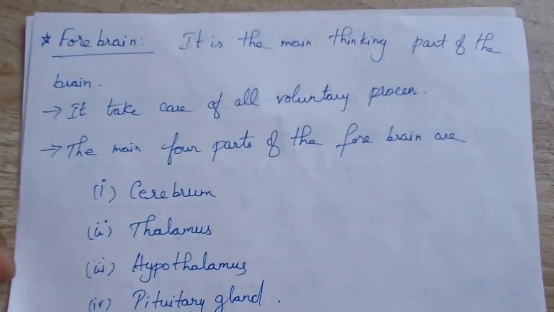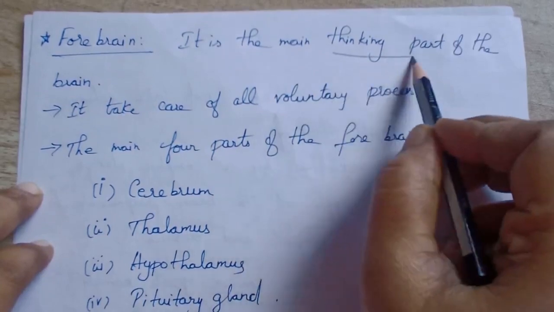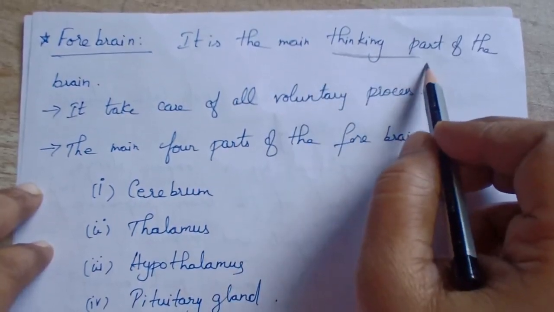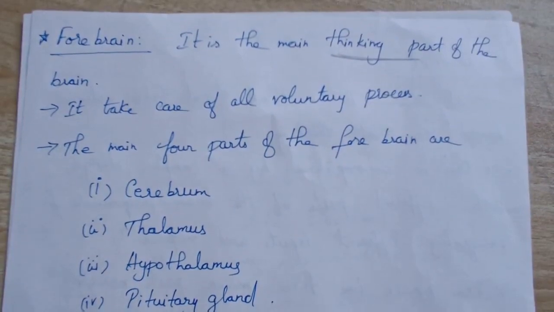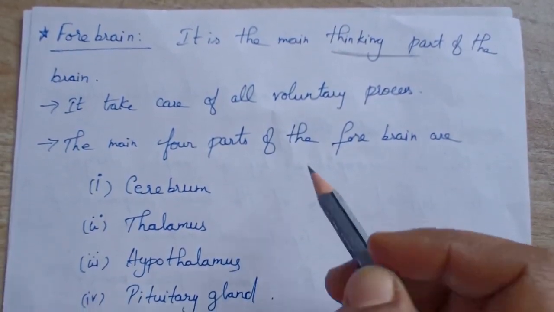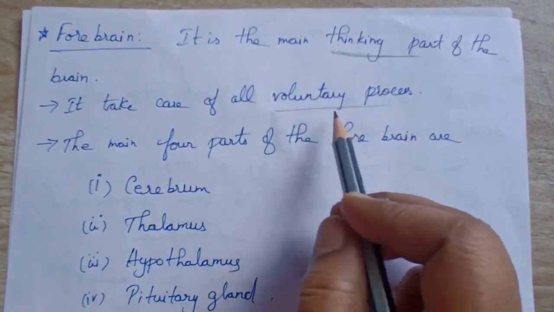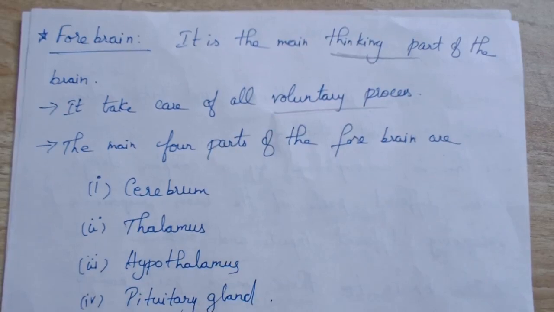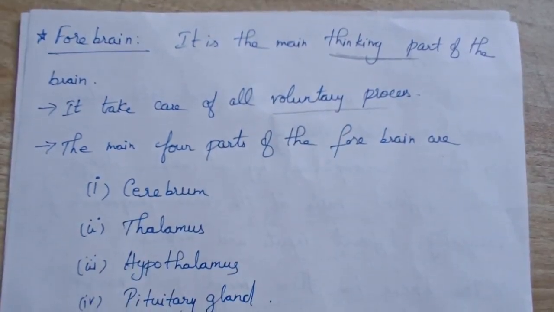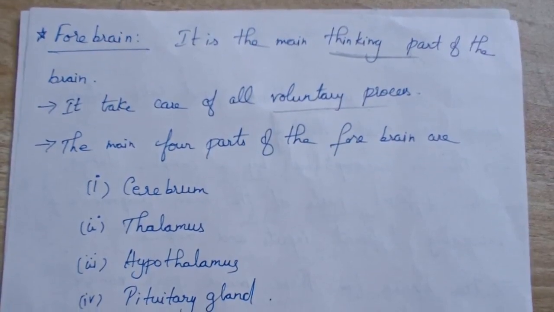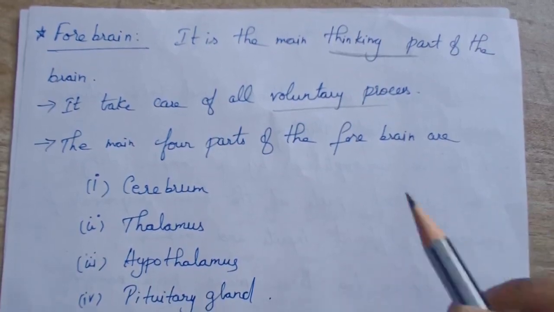Forebrain: what is the main purpose of the forebrain? The main purpose of the forebrain is thinking. It plays an important role in the thinking part. Thinking is definitely a voluntary process, a thought process. They will think, they will decide, and then they will respond. So it is a voluntary process. It takes care of all the voluntary processes, whatever we speak, whatever we are doing, whatever we are watching, speaking, walking, running, everything. These are all voluntary processes.